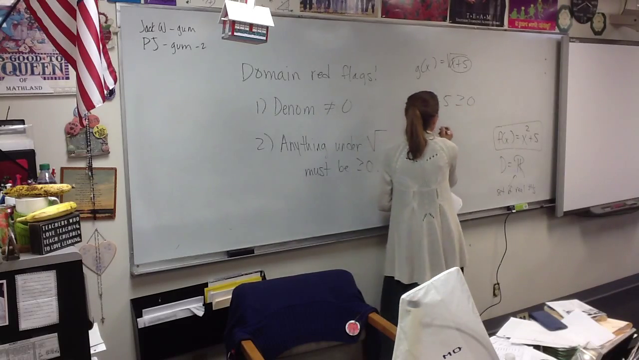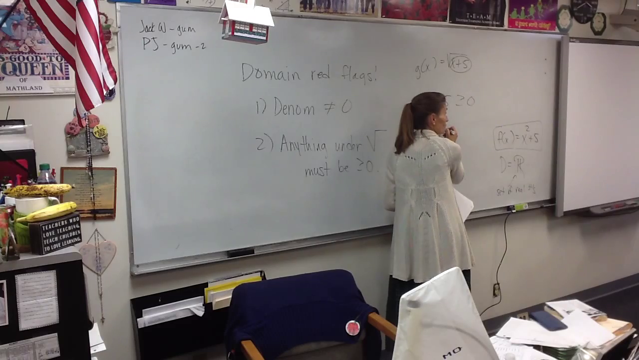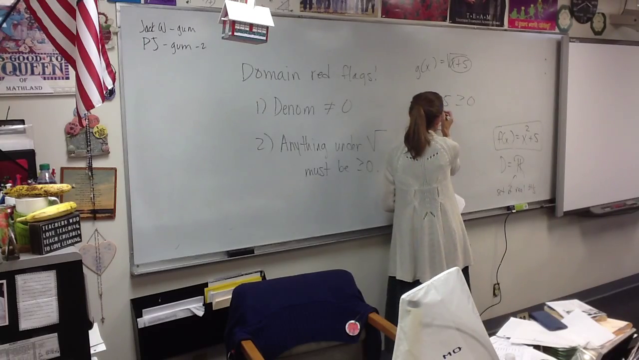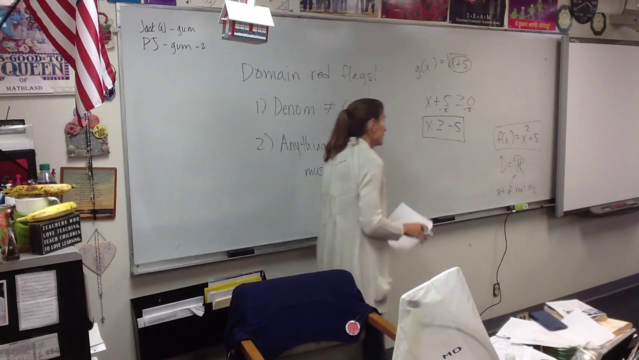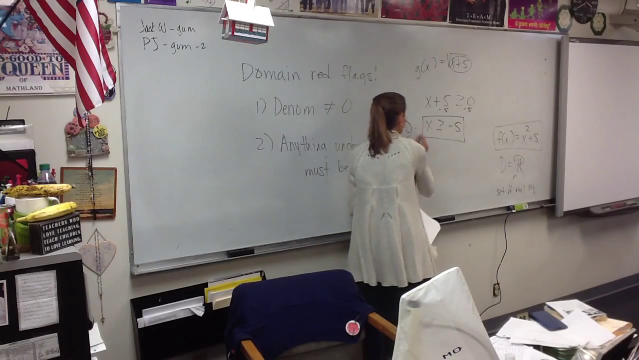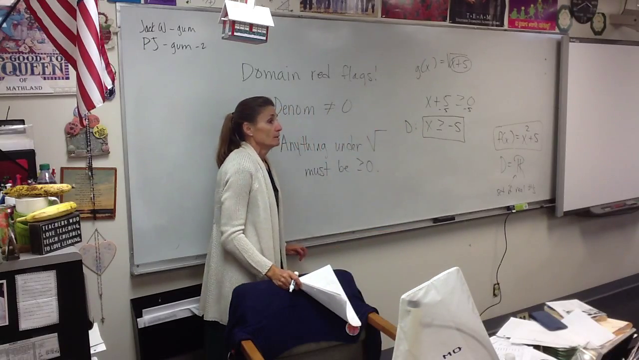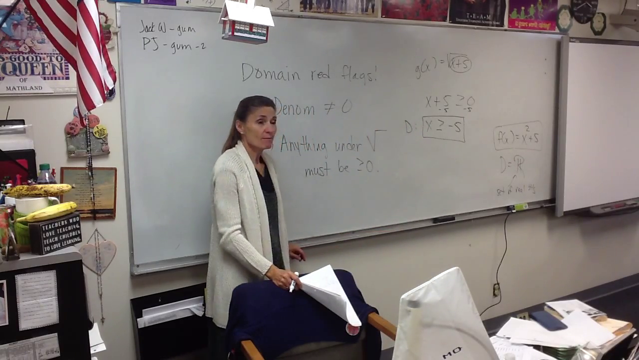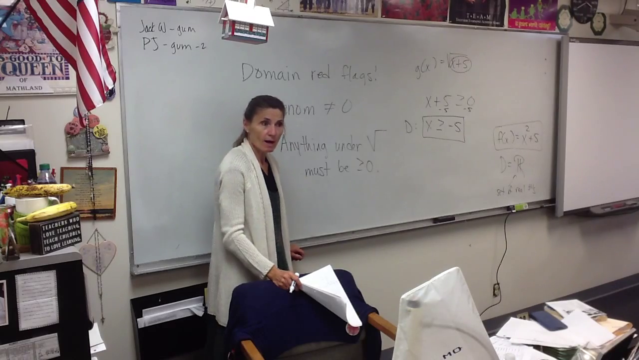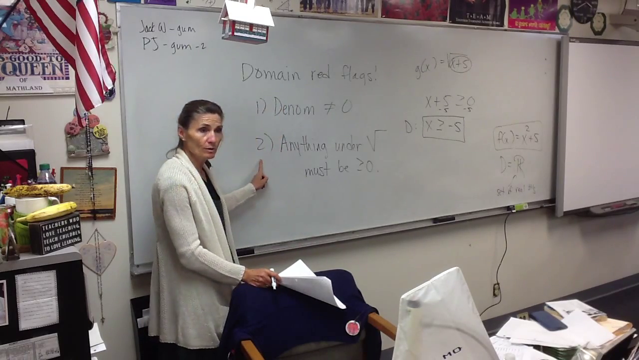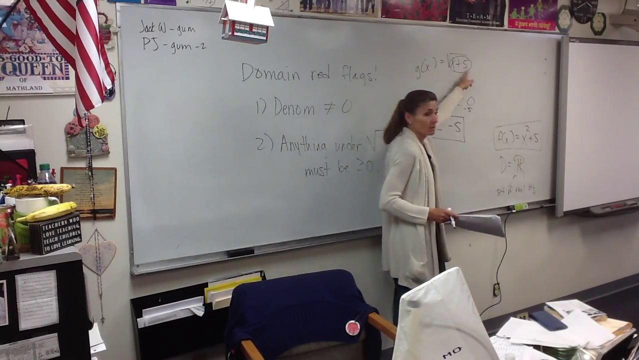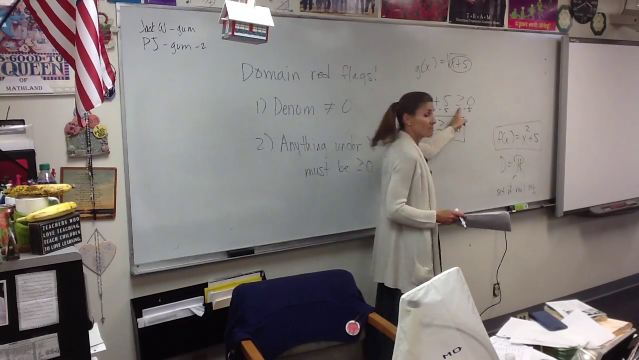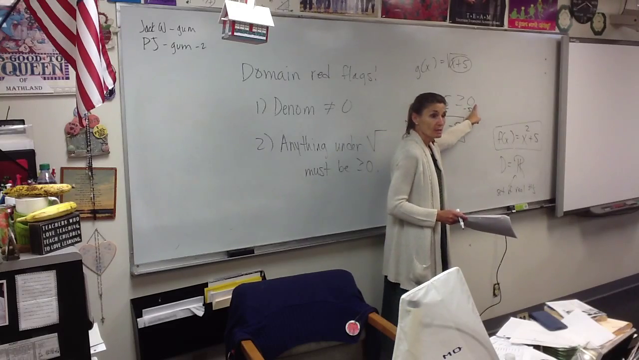Which means what about x? X has to be bigger than or equal to, solve this. Negative 5. That's your domain. How did I know my domain was everything bigger than or equal to negative 5? Because I have a rule that tells me anything under the radical has to be bigger than or equal to 0.